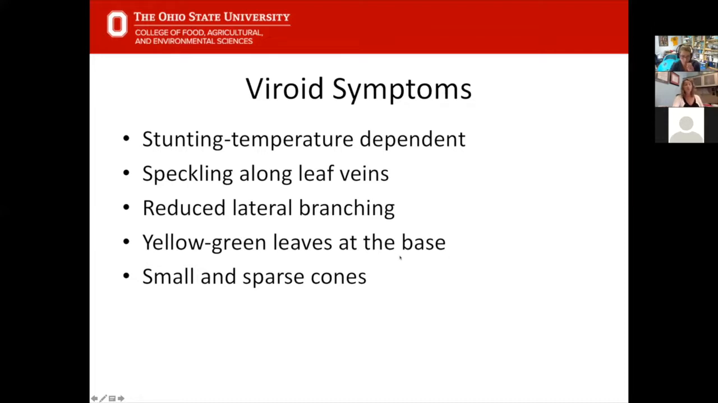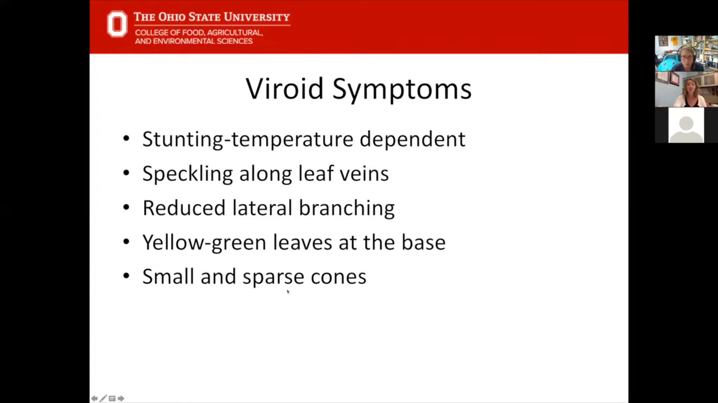And I have a couple plants in our greenhouse with hop stunt viroid, and I rarely see the yellow-green leaves at the base. So alone, this isn't a good symptom for confirming if you have hop stunt viroid. The other thing that happens is you get small and sparse cones, and I'll show you in the next image, really dramatic how small and sparse the cones are.